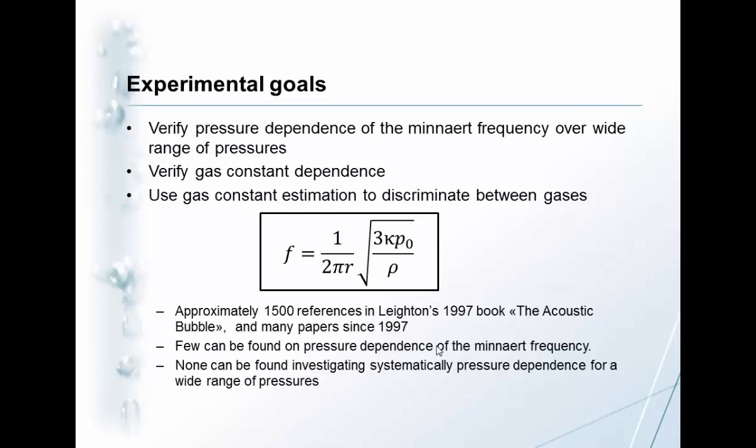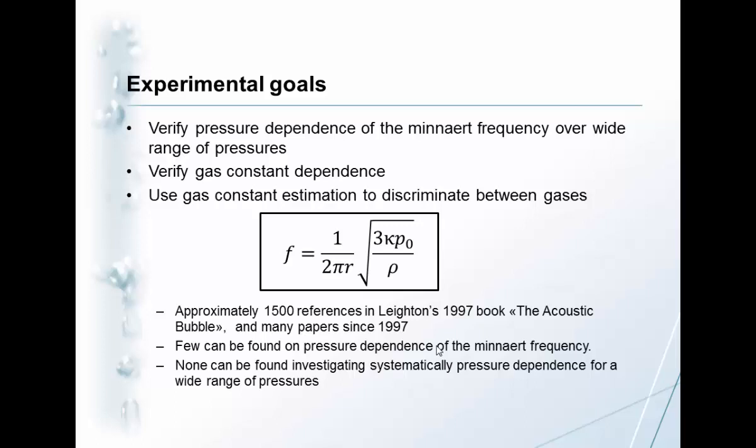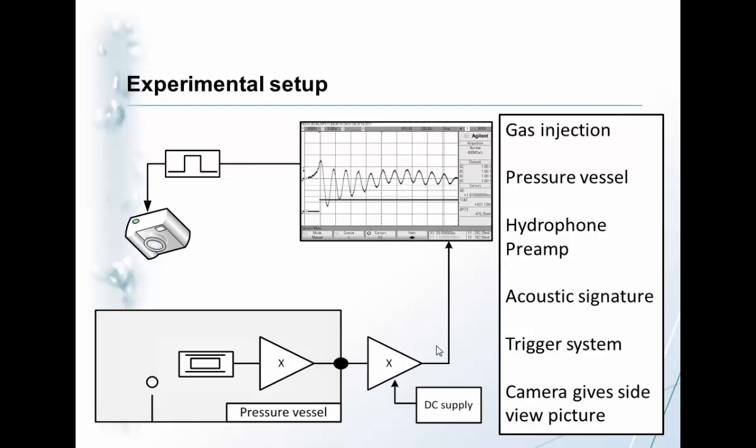In order to do this, we had an experimental setup looking like this, where we have the gas injection inside a pressure vessel. We had a hydrophone and a pre-amplifier that had to be inside in order to amplify the signal before sending it through the vessel walls. Listening to the signal acquired by the hydrophone, we could catch the acoustic signature on an oscilloscope. Once we reached a threshold in the pressure, we could fire a high-speed camera to take a picture of the bubble as it emerged from the nozzle.